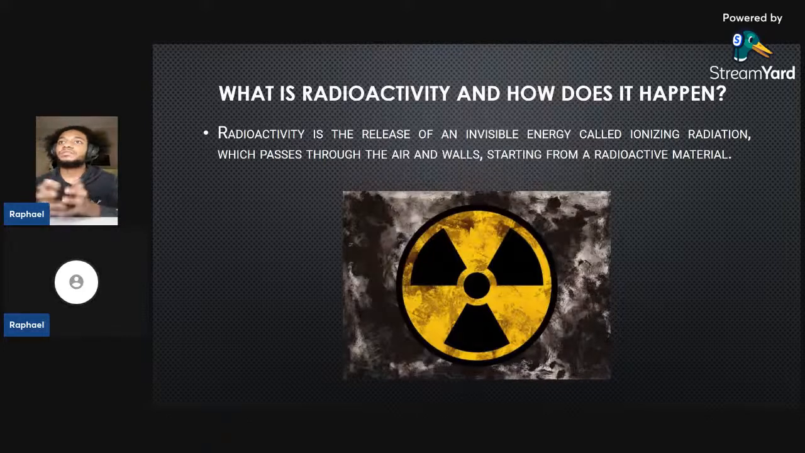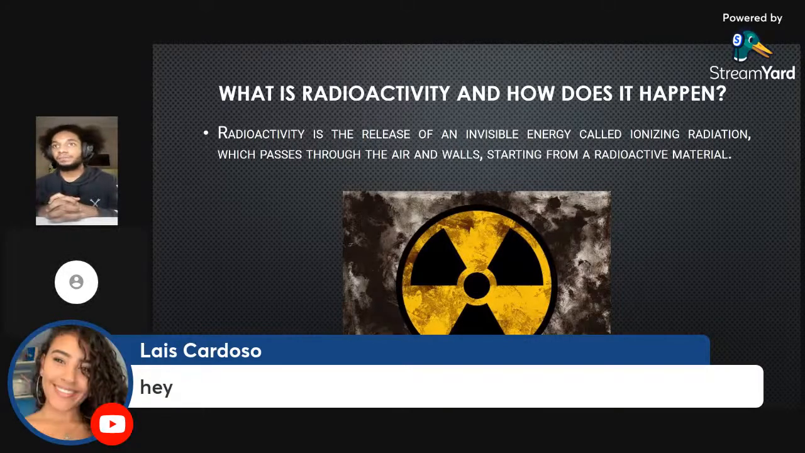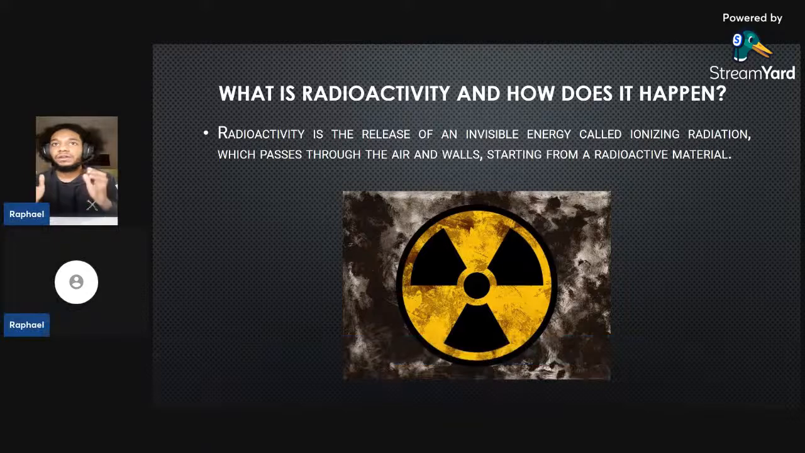Radioactivity is the release of an invisible energy called ionizing radiation, which passes through the air, walls, anything, any material, from a radioactive material. On our planet, there are 28 natural radioactive elements dispersed in all media. Most of these natural radioactive elements are dispersed in the soil associated with uranium or thorium. So, okay. An invisible energy called ionizing radiation.